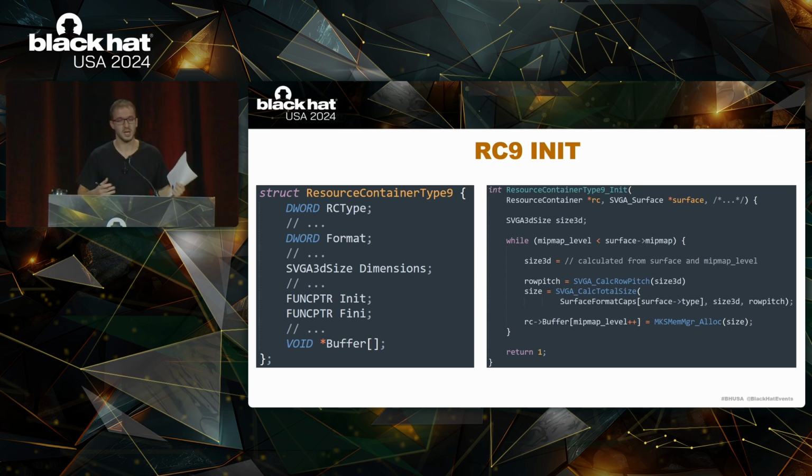Basically, it has a loop that calculates the size of the buffers, which are based on the dimensions of the surface. And then it will call this function called mks memmgralloc, which is just a simple wrapper on top of malloc, in order to allocate the buffer. If you notice carefully, it forgot to zero initialize the buffer returned from malloc. So at that point, I thought, what will happen if I issue a readback operation on this resource container?